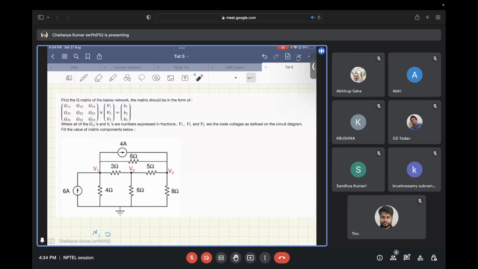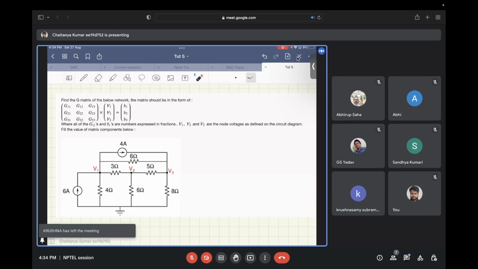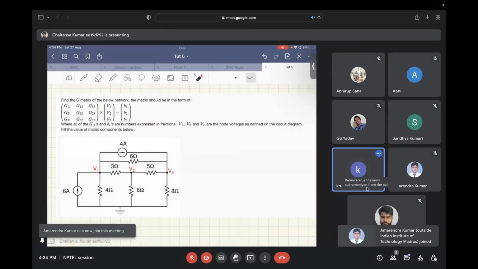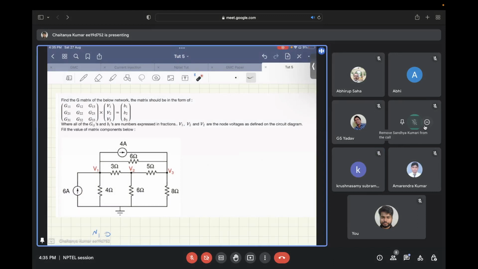Now here again, what you need to do in this question is apply KCL, the nodal analysis, on this circuit, and find the equations and the values of the coefficients, or the entries in the matrices, that is the G matrix and the B matrix. So please try it out.